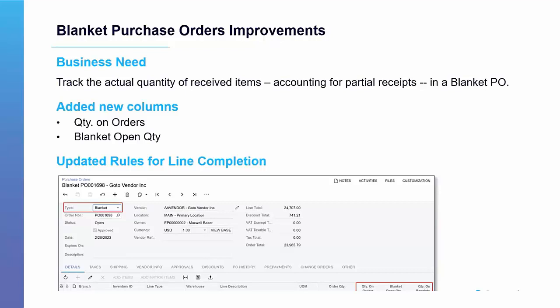So currently there is a need to track the actual quantity of received items, accounting for partial receipts on the blanket PO. So now what they have done for a blanket type PO, you're going to see now in the blanket order and the purchase order, the addition of the quantity and the blanket open quantity.